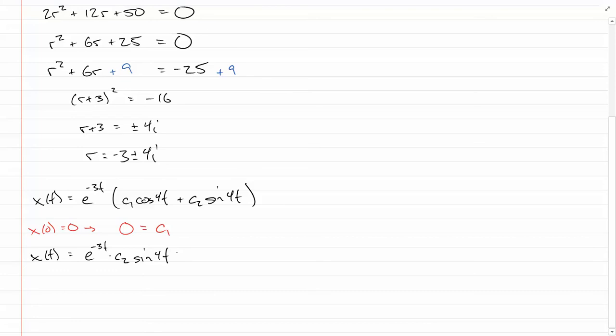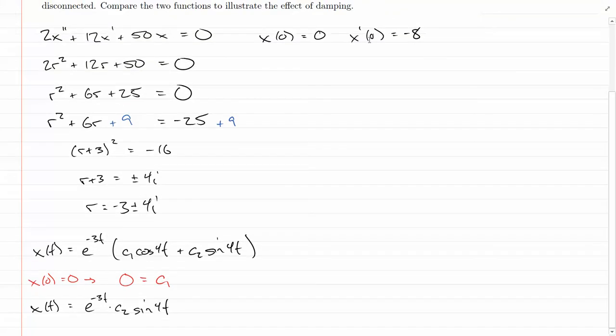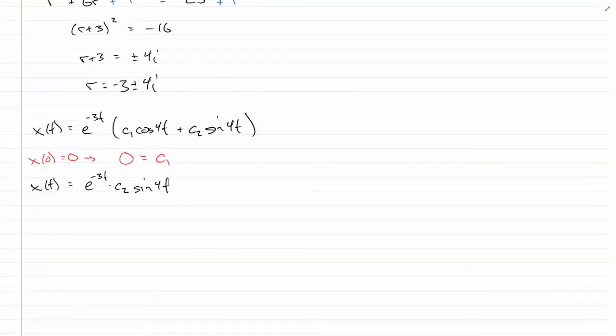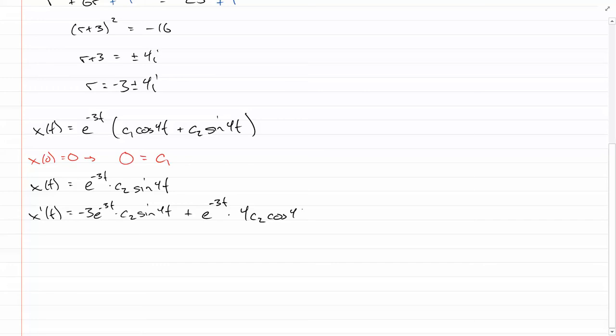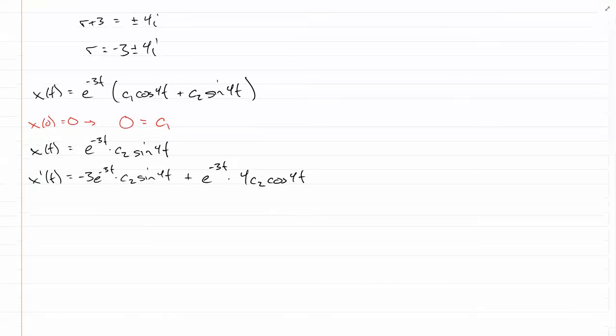To solve for c2, we need to use the initial velocity, so we have to find the derivative of x of t. That requires the product rule. So it's the derivative of the first times the second, plus the first times the derivative of the second, which would be 4c2 cosine of 4t. So that is the product rule to find x prime.